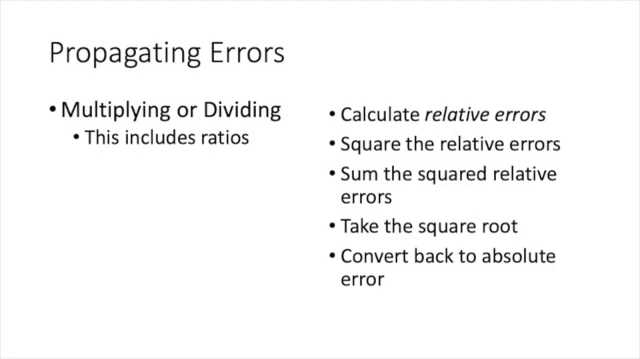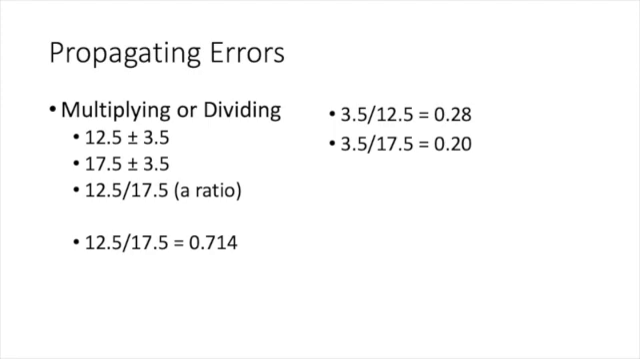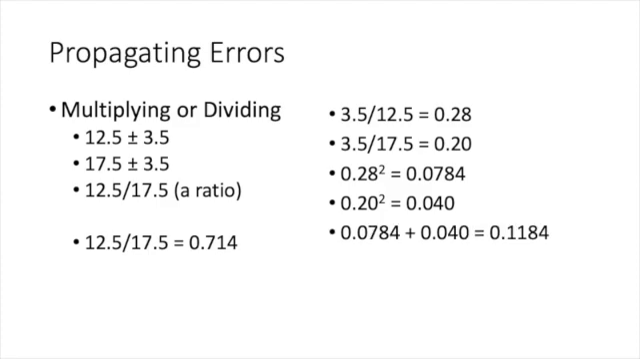If we're multiplying or dividing, the process is only a little bit more complex. Instead of using the absolute errors, we have to convert them into relative errors. That's to say, the error represented as a percentage or proportion of the measurement. So in this case, the two errors are 28 and 20% of their respective measurements. We square those, add them together, then take the square root.